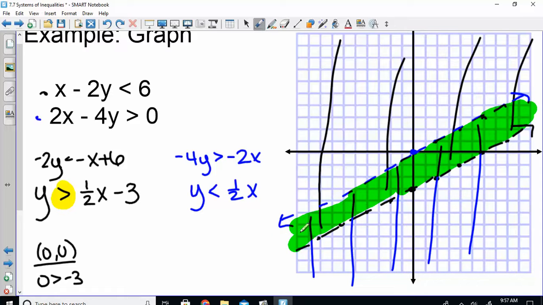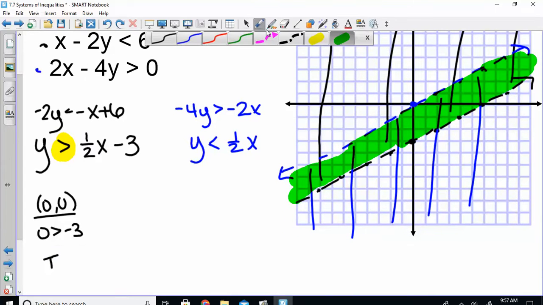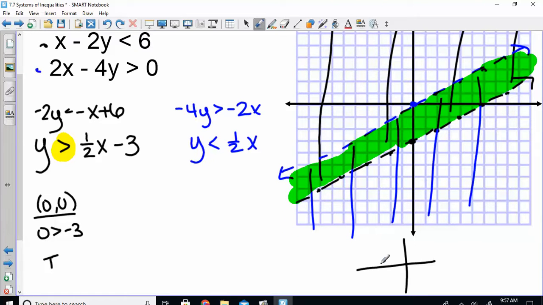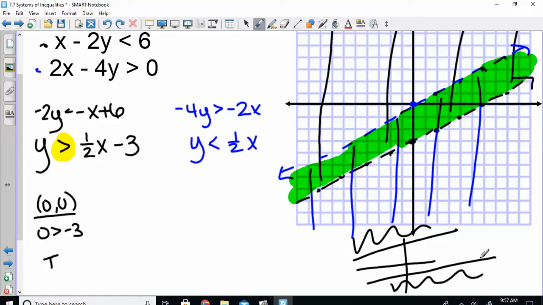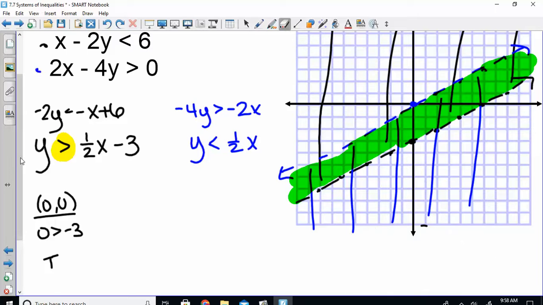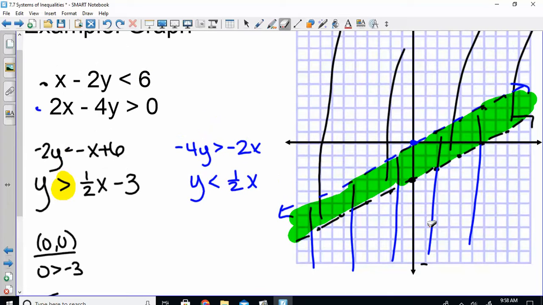What if we had a scenario like that where we had 2 parallel lines, but let's say one of them shaded above and the other one shaded below? No solution. If they don't overlap, there's no solution, and that is possible. So we're not guaranteed an answer. So all this means is anything in that green area works for both equations.